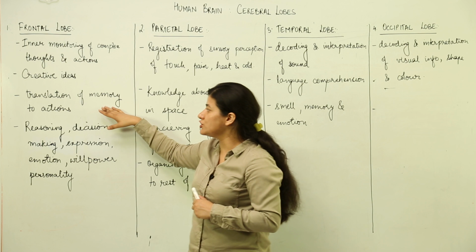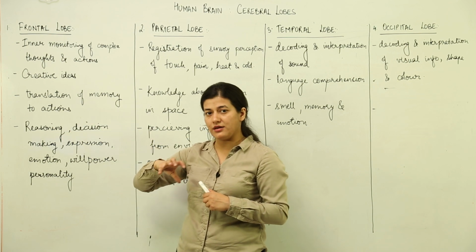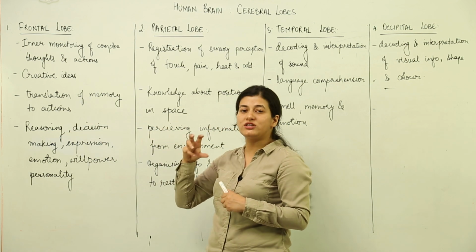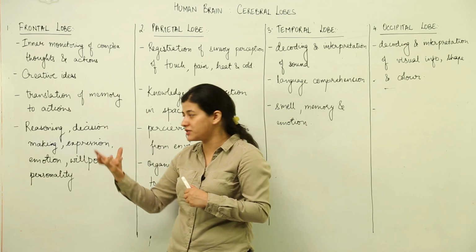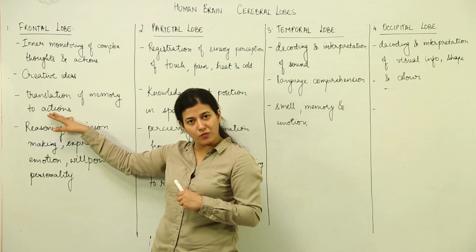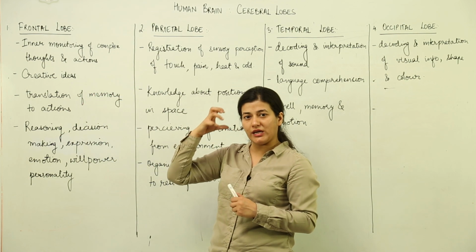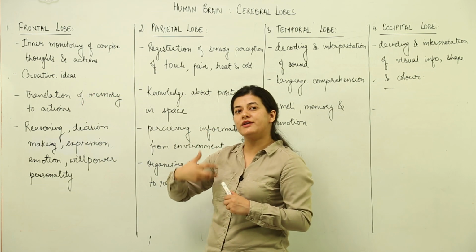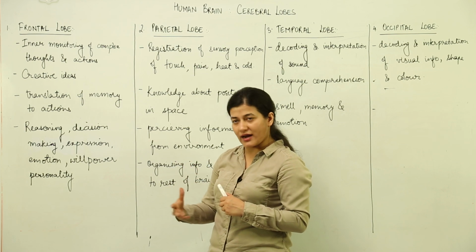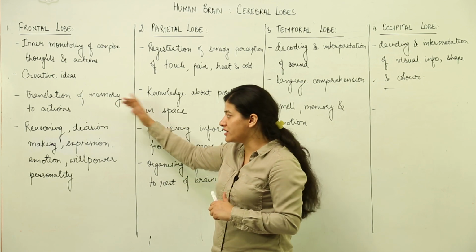Then there is translation of memory to the actions. The memory basically is about the muscular actions we have to discuss over here. The actions which are to be brought about would be by the muscles. So, there is the memory which is being created in the frontal lobe, and how that memory is to be translated into muscular actions, that is also carried out in the frontal lobe only.